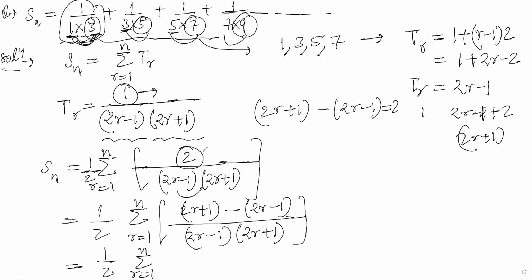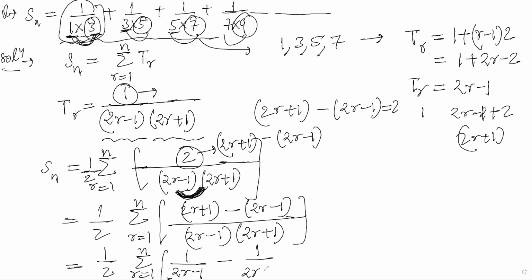Now, as soon as we get this difference, we are writing this difference to serve its purpose. The purpose was to get this difference in the numerator, right? Yes, sir. The two terms were 2r minus 1 and 2r plus 1. The difference between them is 2. So we are multiplying and dividing by 2 so that we can write that 2 as the difference of these two terms. Now, as soon as we do this, we will be getting 1 by 2r minus 1 minus 1 by 2r plus 1, which was the actual purpose.